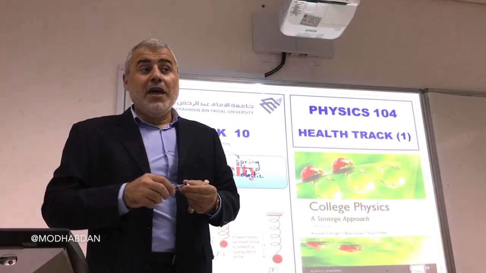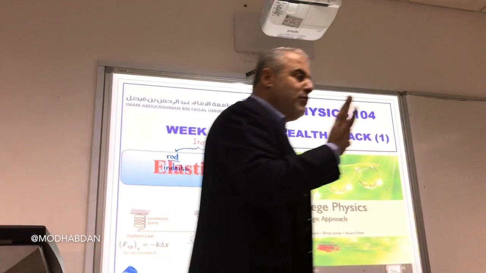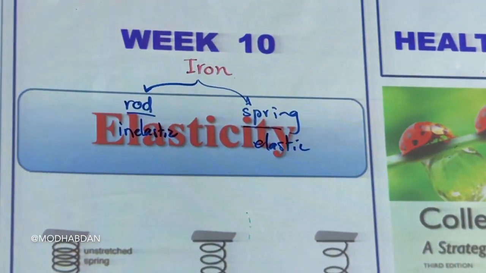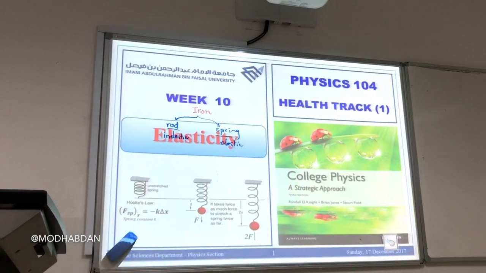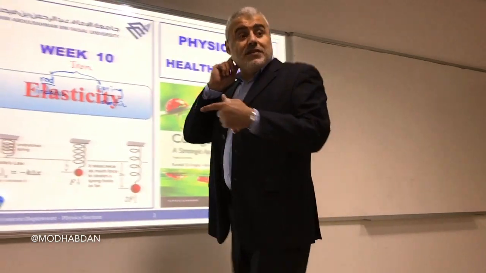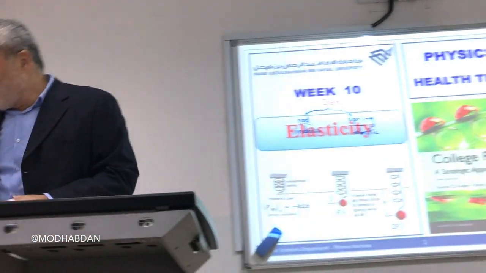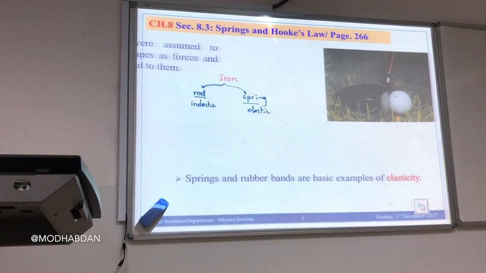You got the point? So when we say elastic, it doesn't mean the material is always elastic. I don't mean that iron is always elastic. Sometimes it's elastic, sometimes it's inelastic. All other materials you can judge in the same way. Now let me show you something. This is of course the lecture.